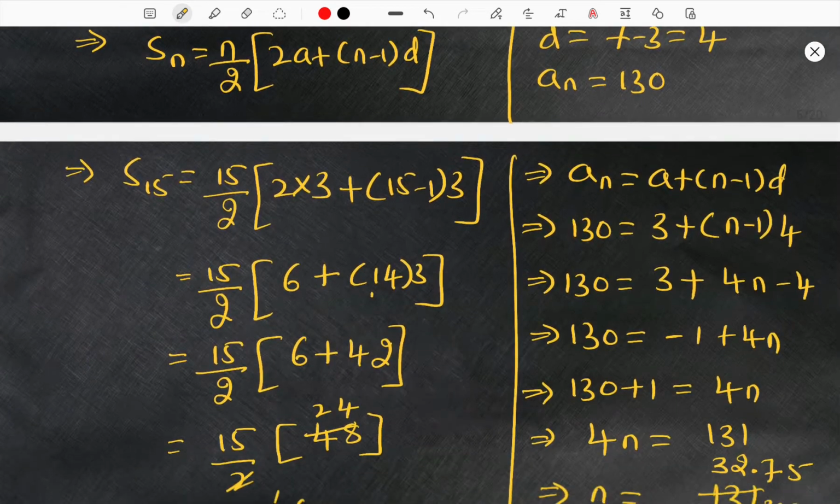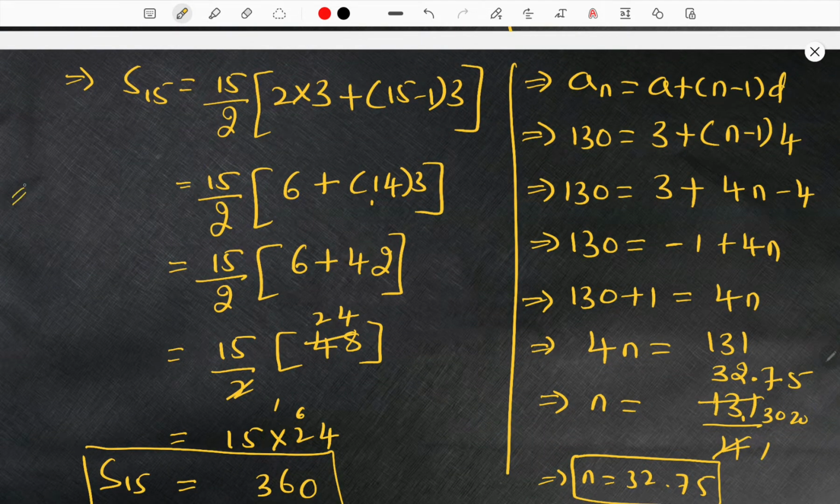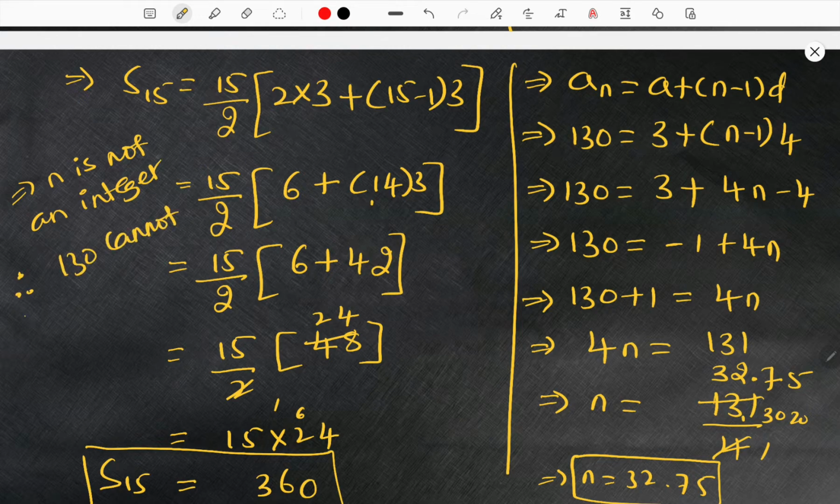n is not an integer. There is no space here. Let me write here: n is not an integer. Therefore, 130 cannot be the term of AP.